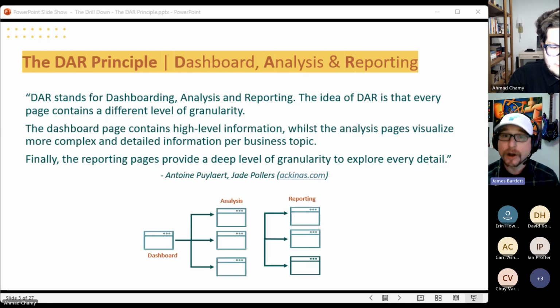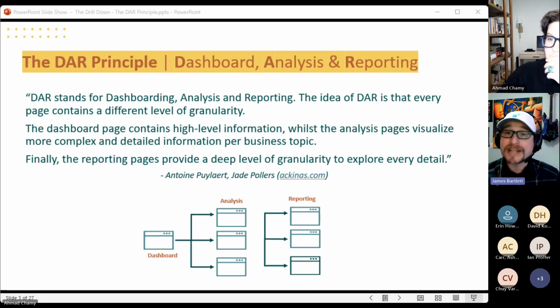So, yes, DAR stands for dashboarding, analysis, and reporting, and the idea is that every page or every section of a BI solution ought to contain a different level of granularity. The pages or sections of a BI solution should contain a different level of granularity and should be designed possibly even with different audiences in mind, or people with different end goals in mind.